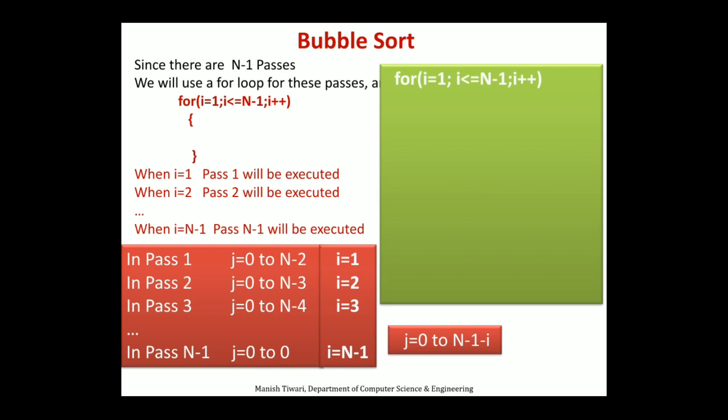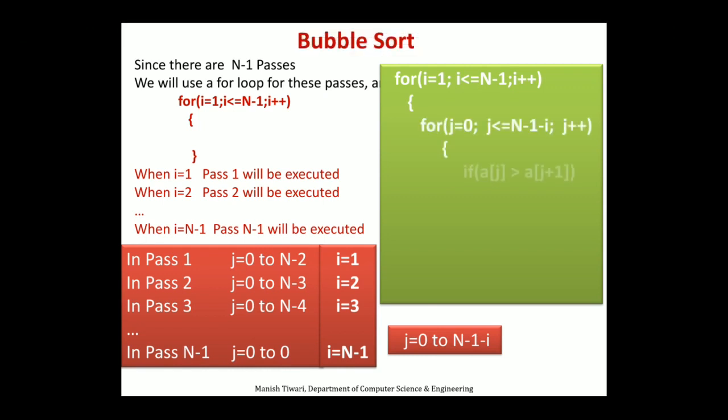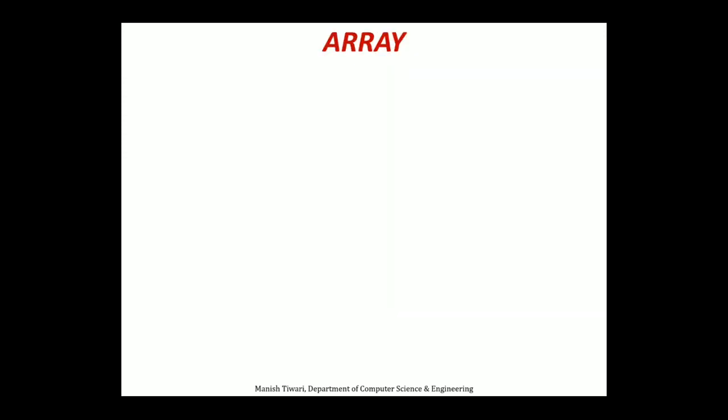So here is the final loop. This is the loop of i, which will represent the number of passes. When i is 1, pass 1 will be executed. When i is 2, pass 2 will be executed. The same way, when i is n minus 1, pass number n minus 1 will be executed. And for each pass, we will use the loop of j, which will start from 0 and go up to n minus 1 minus i. Each time we will compare a[j] and a[j+1], and if a[j] is greater than a[j+1], we will swap them. So here is the entire program.